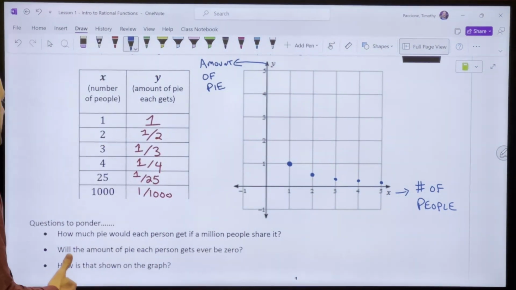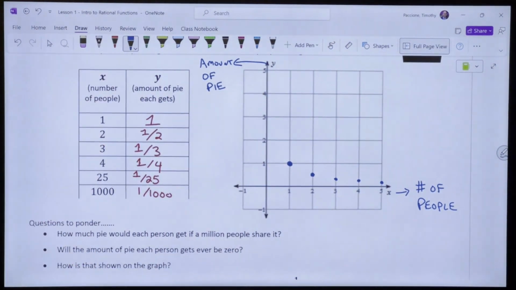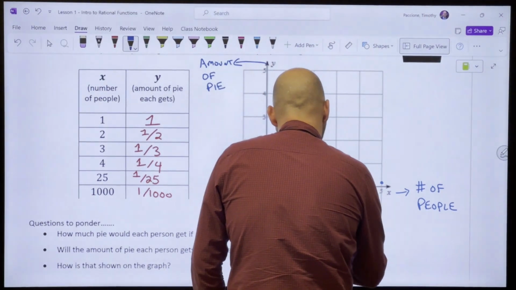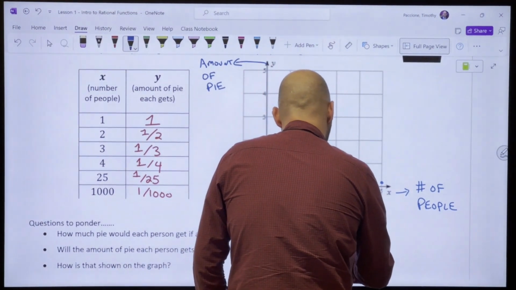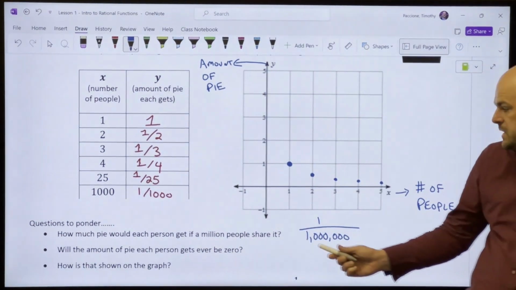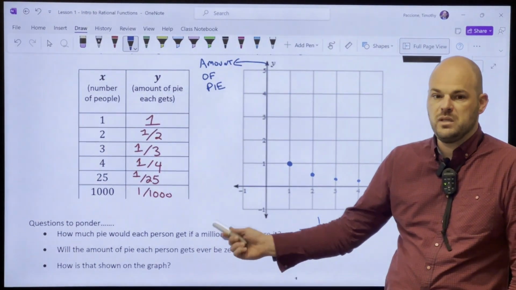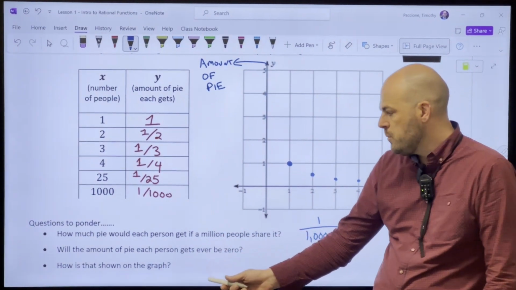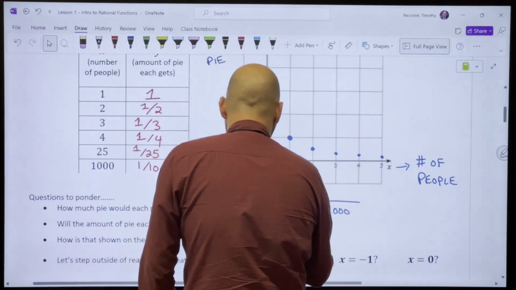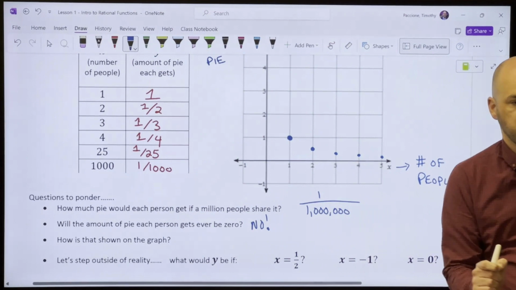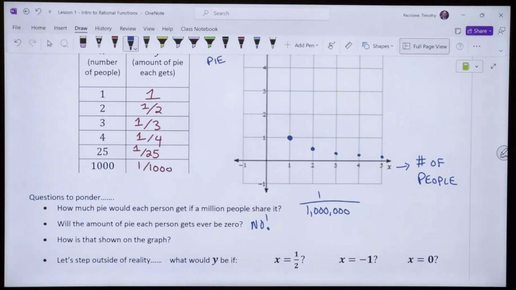How much, now this is kind of silly, but how much would each person get if there was 1 million people? 1/1,000,000th, which is a very small amount, and we got a little silly there, but it's making a point. Is there any amount we could go to, million, billion, zillion, where there would be no pie? No. There's no amount where it'll ever hit 0. We're always going to have a little bit of pie, the tiniest little fraction of a pie.